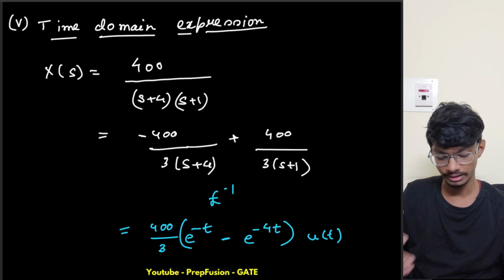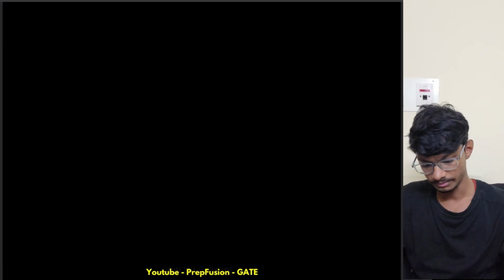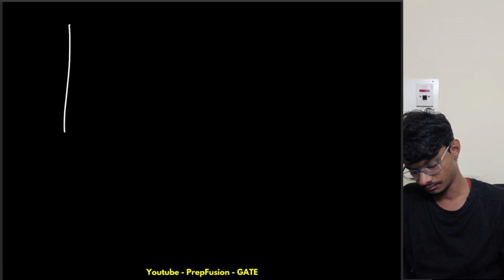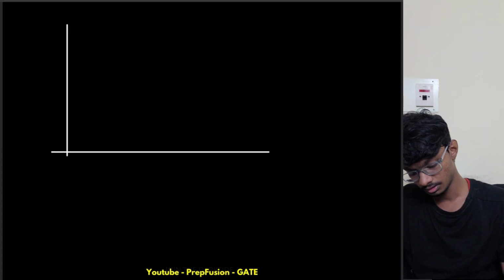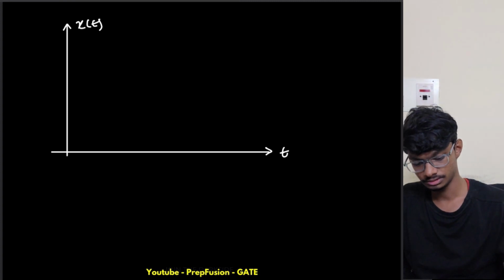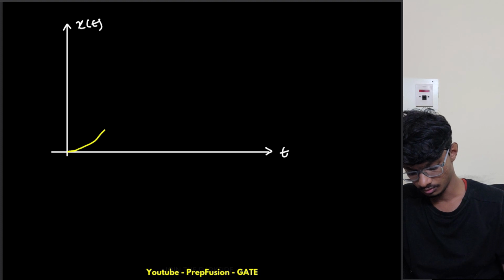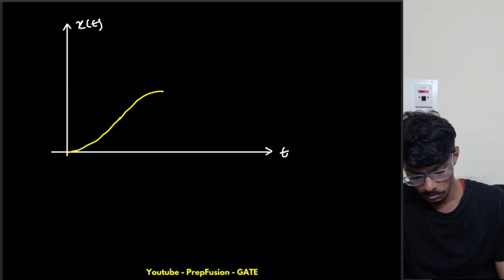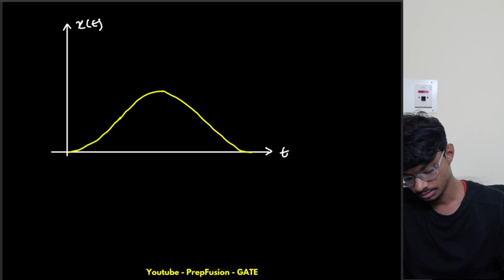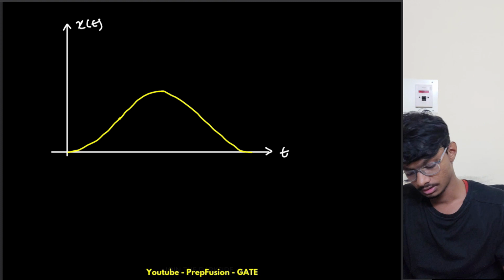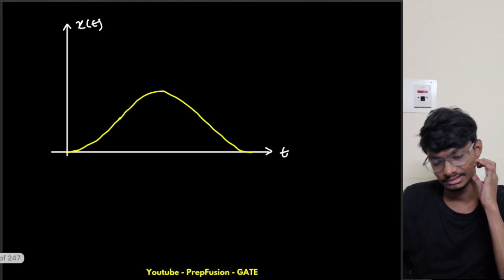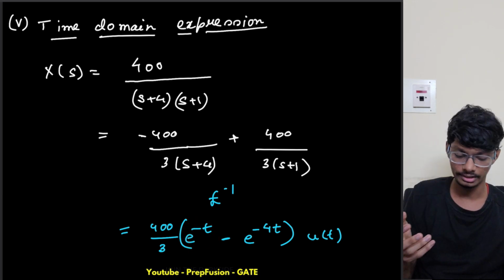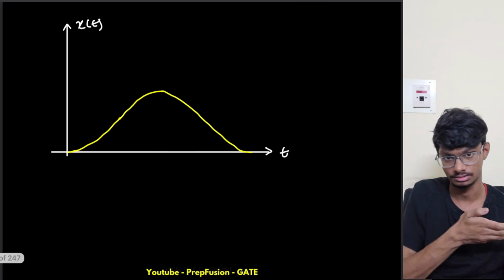So how will the graph look like? Sorry for the interruption, actually a call came. The graph will look like a bell shaped curve. This is x of t, this is t, and it will go like here. So it goes up first, then it goes down, because at some point this response will be more dominated than the other. This we will understand in the next few slides.